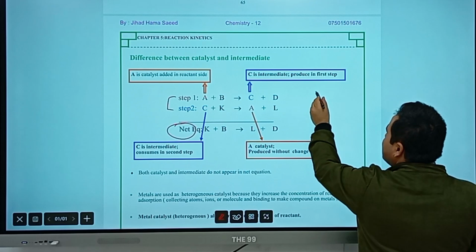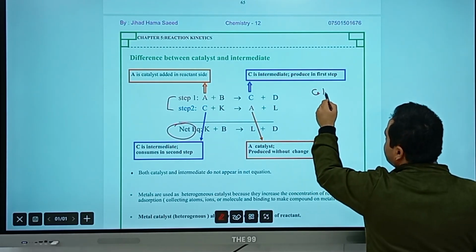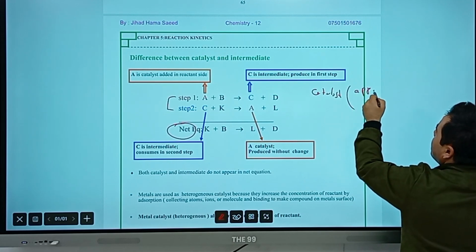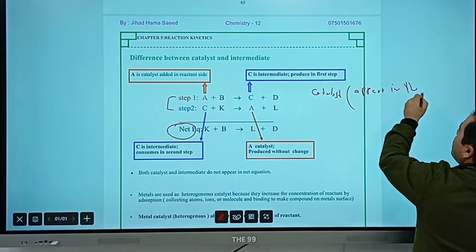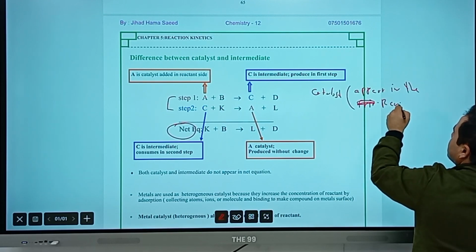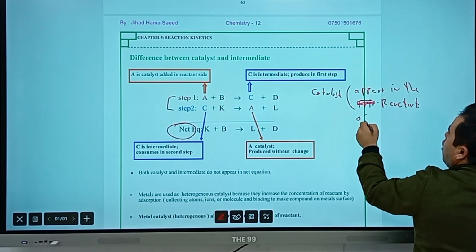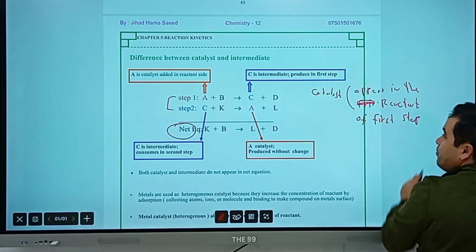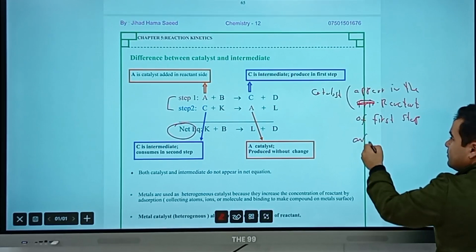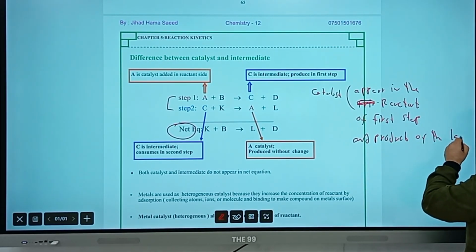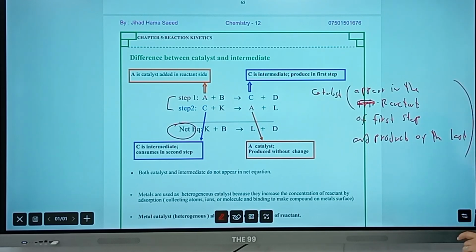A catalyst, guys, appears in the reactant of the first step and the product of the last, to be regenerated. Reactant of first, product of last.